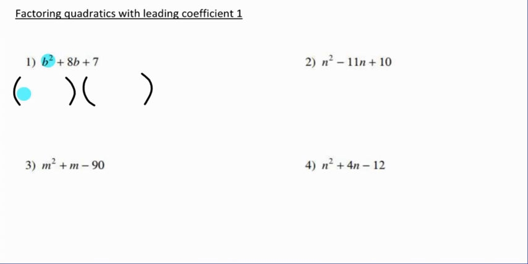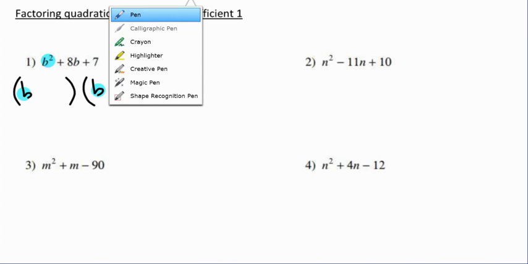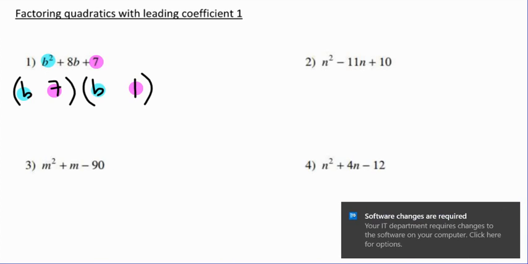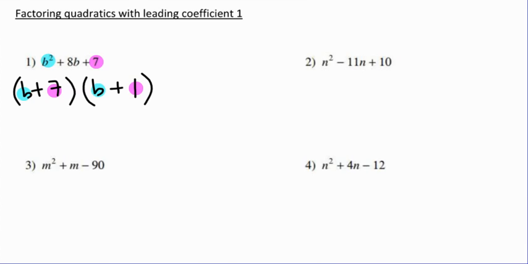So what times what gives me b squared? That's b times b. Now I'm asking what times what gives me 7, but when added gives me 8? So we have 7 and 1. Those are the only factors of 7. So now I put pluses in here because I need a positive 8.